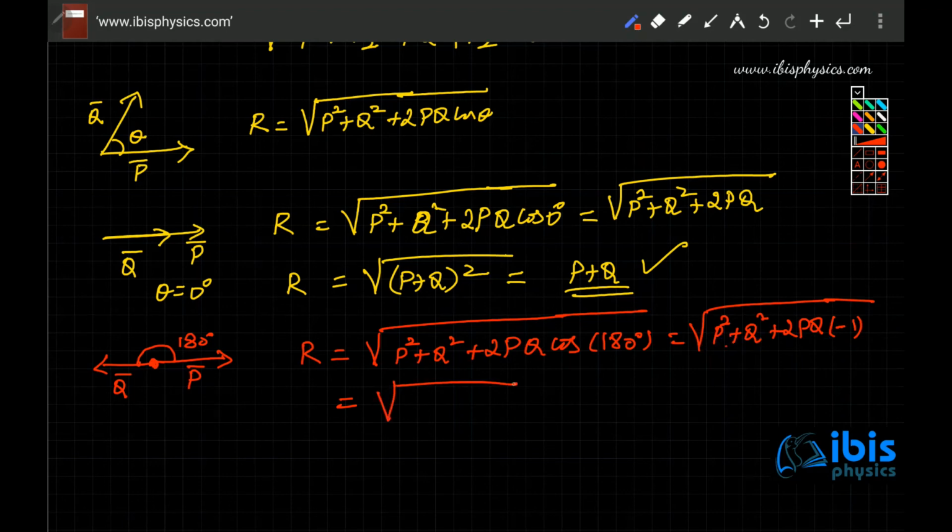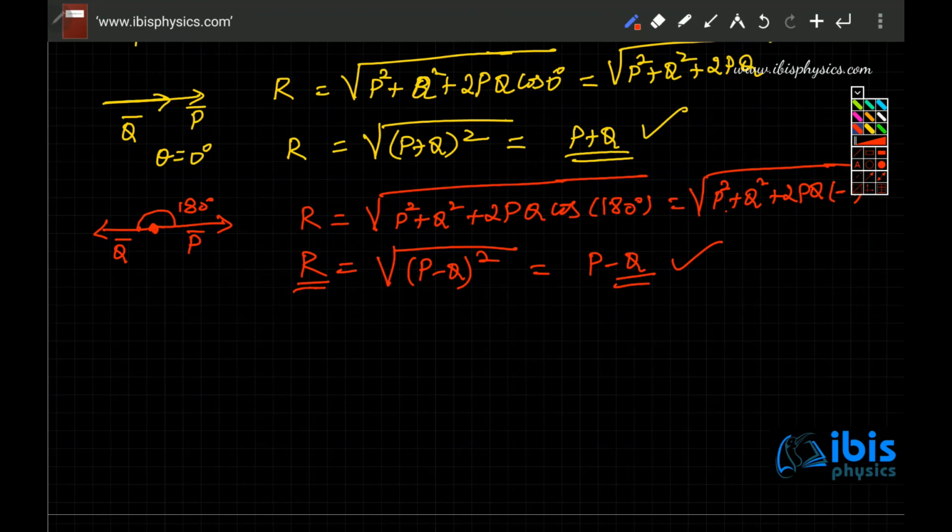So root over a square plus b square minus 2ab can be written as a minus b the whole square. So the square root of a minus b whole square is actually equal to p minus q. This is the second case we had seen in the previous video, that when two vectors are anti-parallel to each other, the resultant vector's magnitude is p minus q. When they are parallel to each other, the resultant vector's magnitude is p plus q.